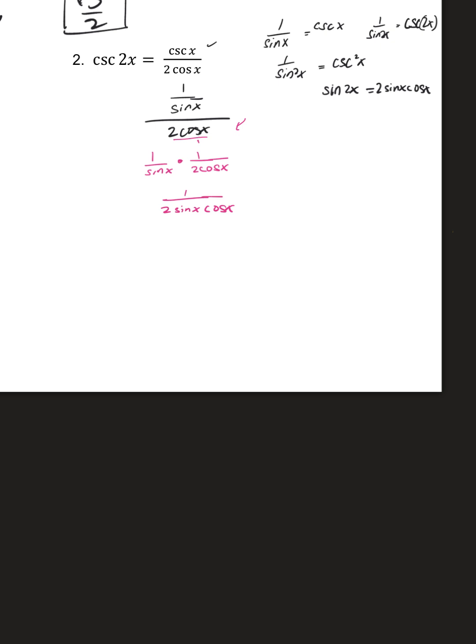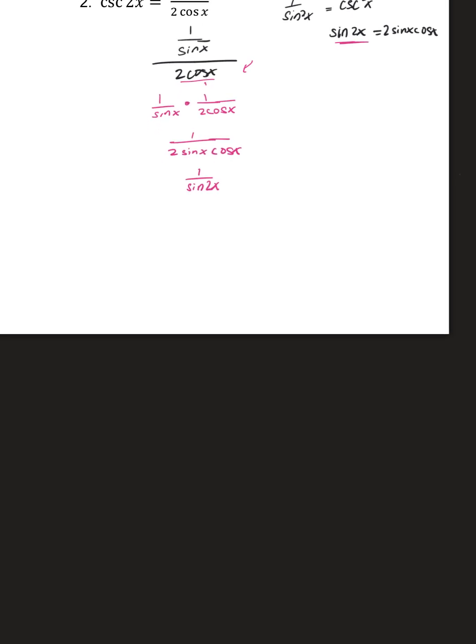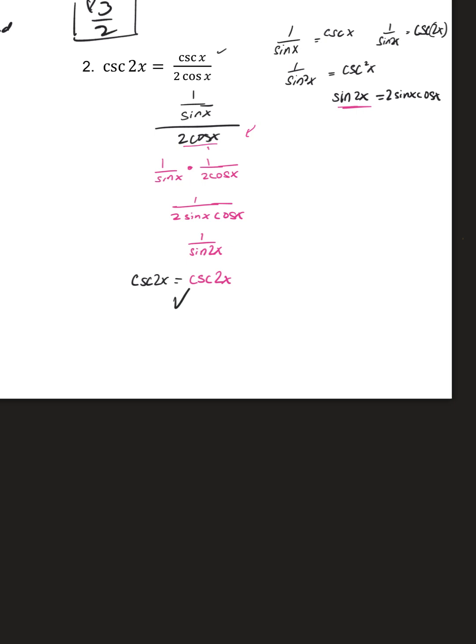Now I have the double angle for sine, so I'm going to change that to that. That's 1 over sine 2x. Well, 1 over sine 2x is the cosecant of 2x, and therefore it equals the cosecant of 2x. So we verify that that's true. It's just slightly different, but you think about all the other things that we do with secant, cosecant, sine and cosine, and what they look like when they're the reciprocals.